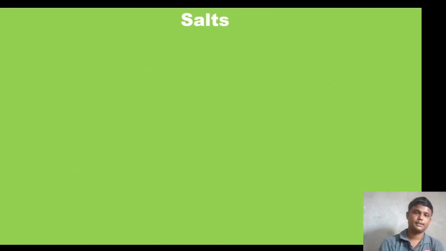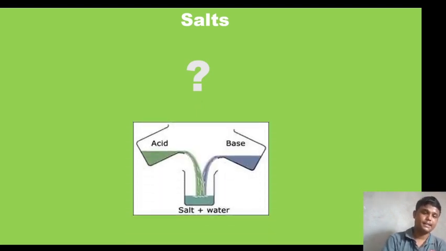What is salt? First we have to know what happens if we mix acid and base in a beaker. After mixing acid and base, we see that salt plus water is formed. So when acid and base mix, salt is formed. This is the formation of salt.